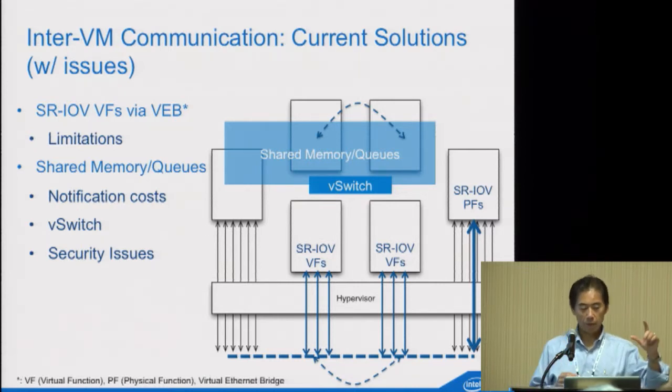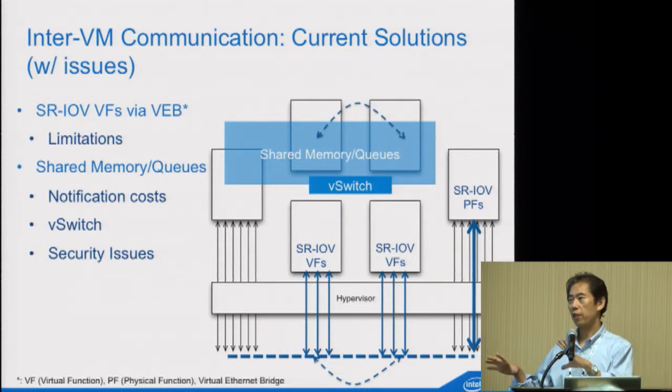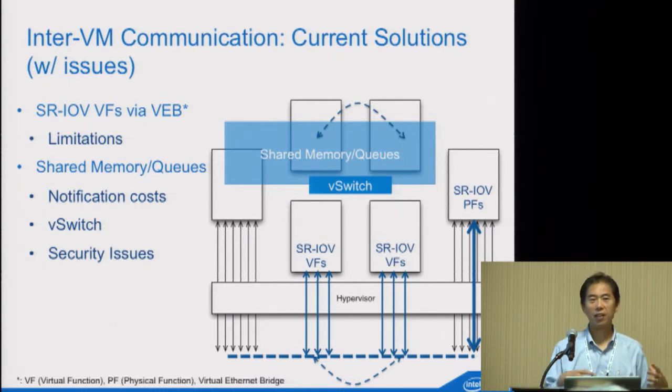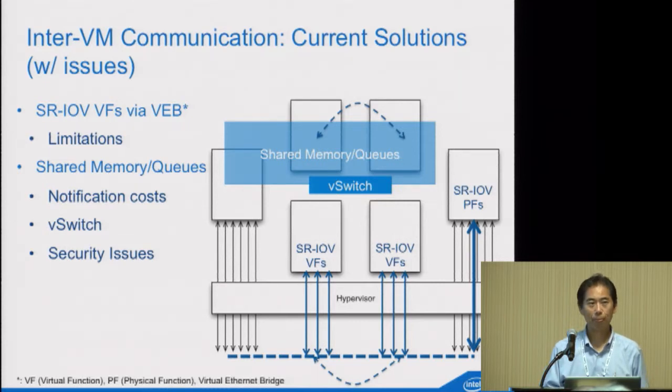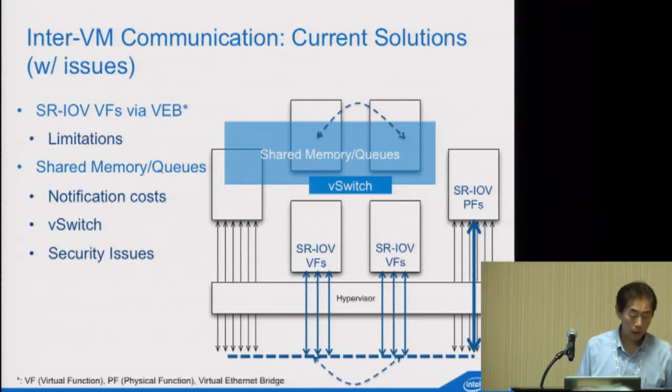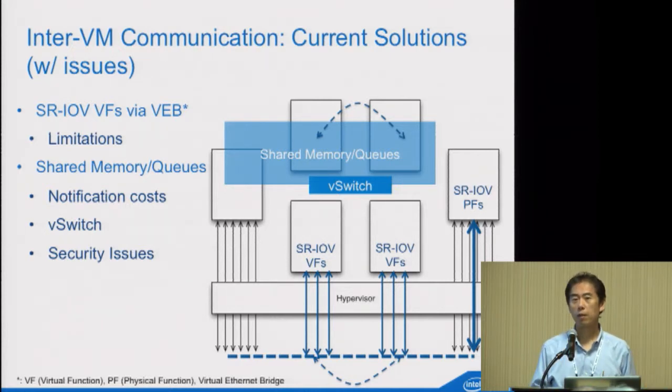I'll skip the vSwitch, but there is the security issue. If VMs are sharing pages and all the packets for the VMs are visible there, people have a security concern because anybody in the VMs can take a look at any packet. That's a bit scary. And sometimes another VM can corrupt data, for example. To avoid that kind of situation, depending on the implementation, some implementations actually copy data to the shared buffer, for example. And that has performance, not just security, issues.